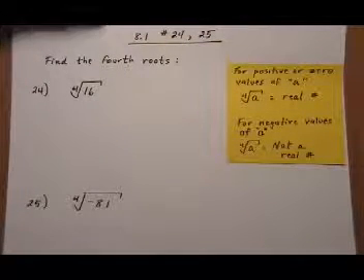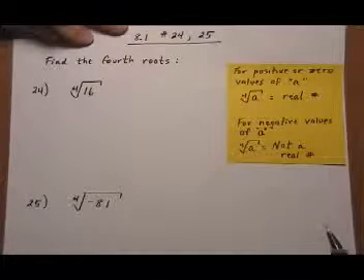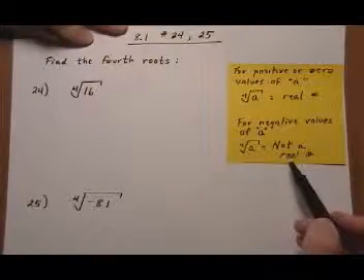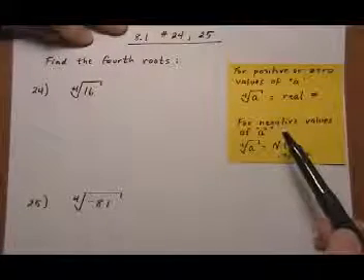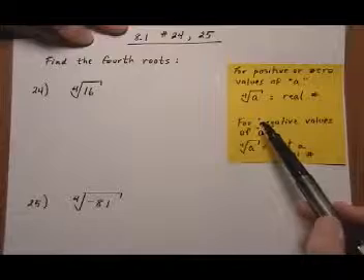8.1, numbers 24 and 25. Find the fourth roots for the following problems. Now we're going to be using the properties on the right here, which are just like the square root properties, but they are different than the cube root properties.